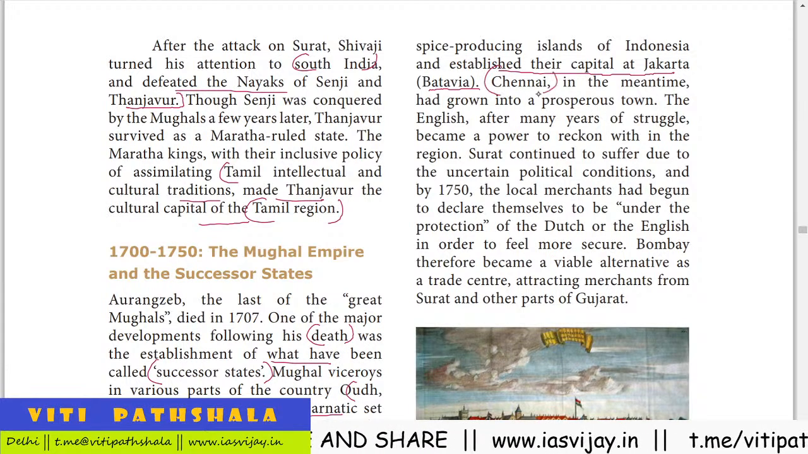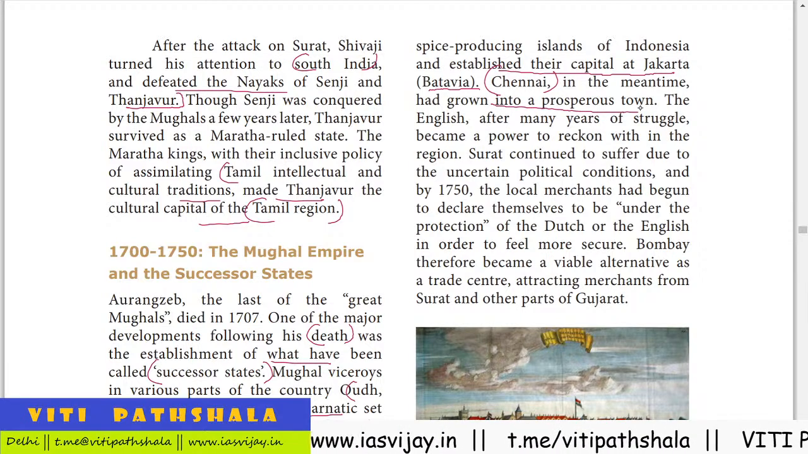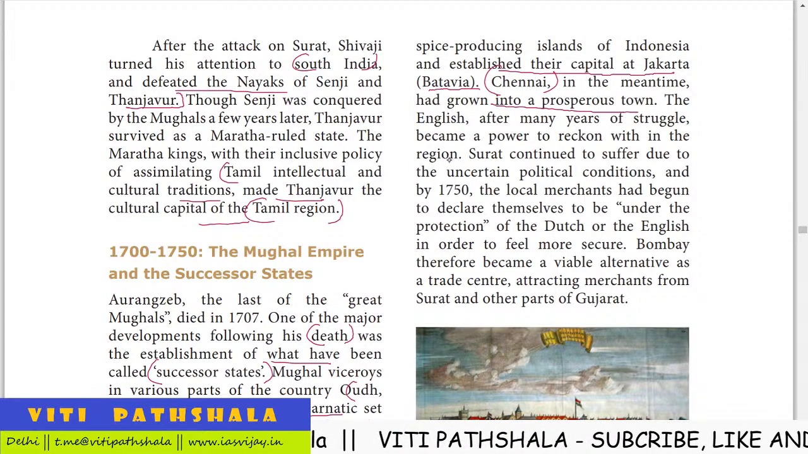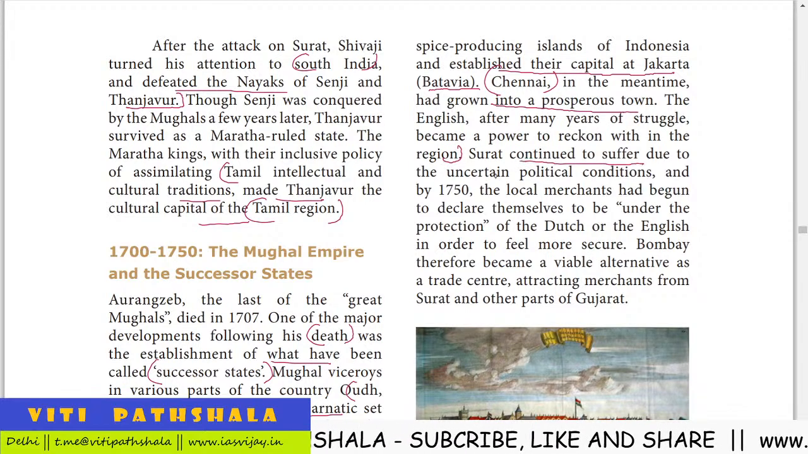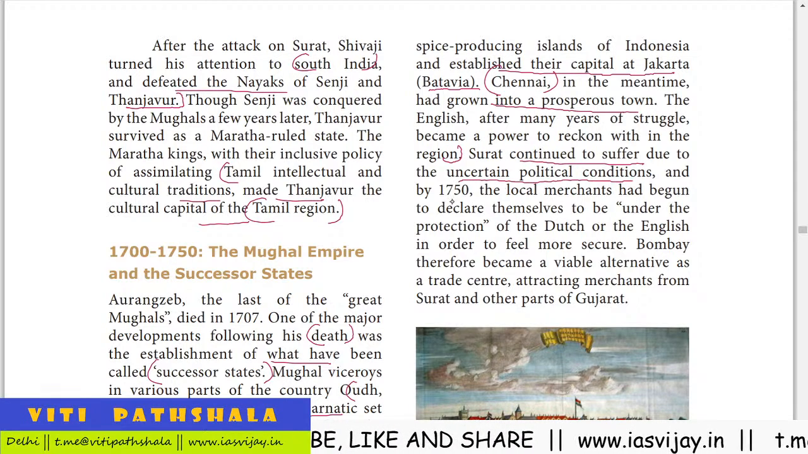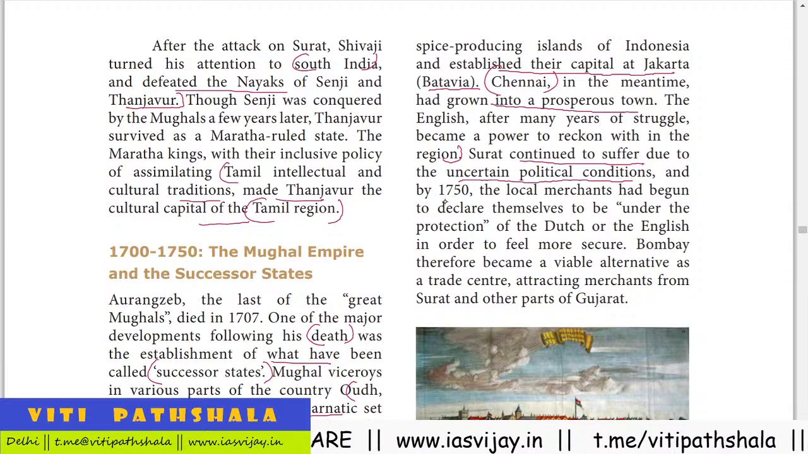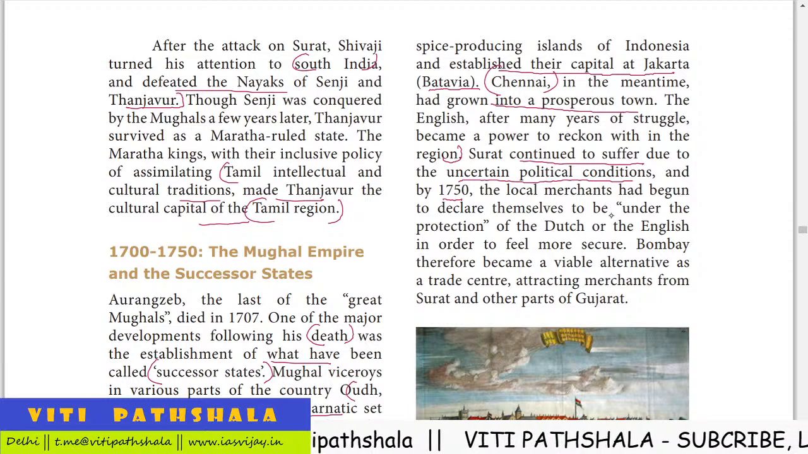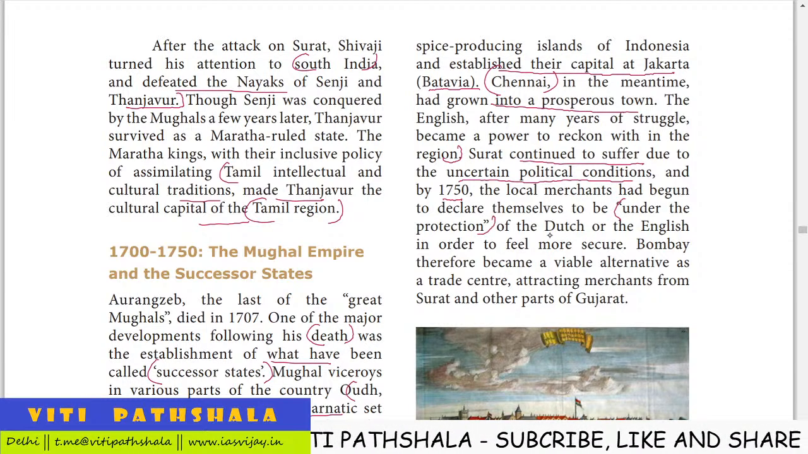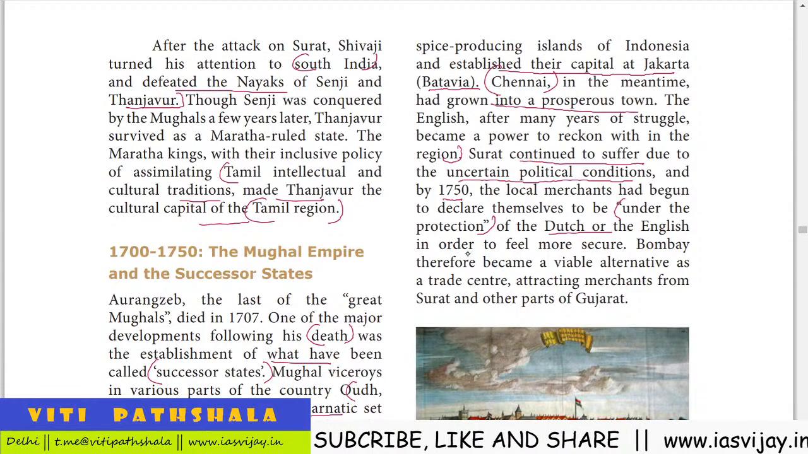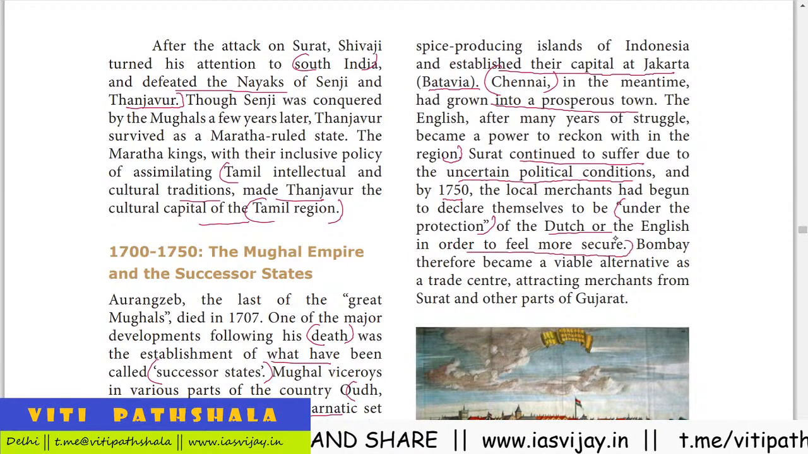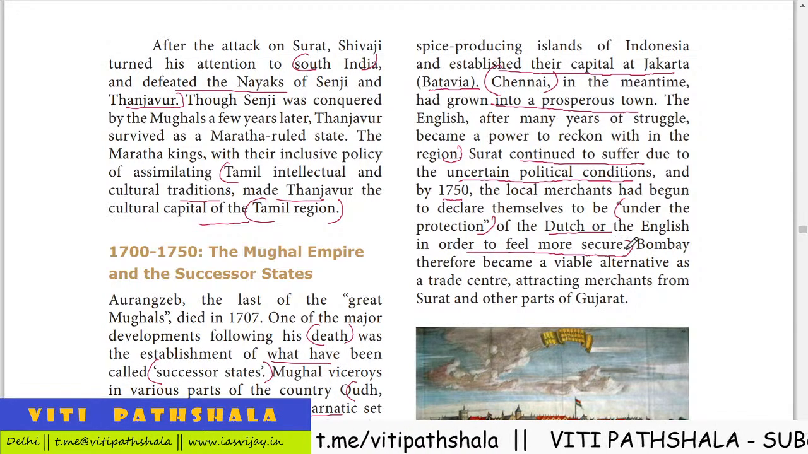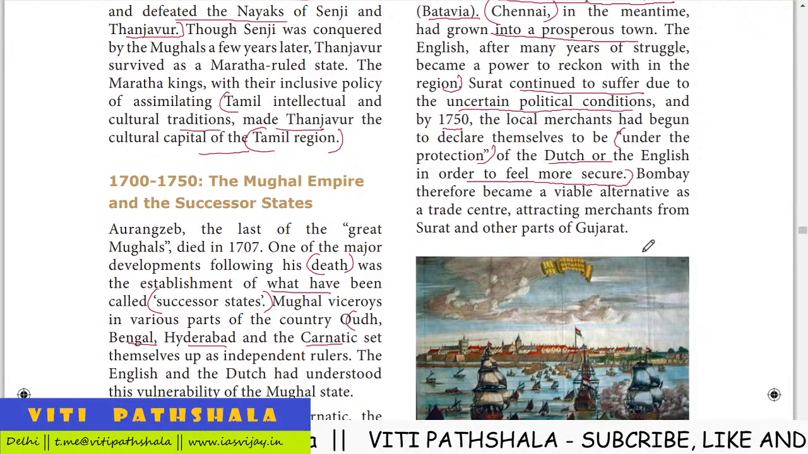Now Chennai in the meanwhile had grown into a prosperous town. The English, after many years of struggle, became a power to reckon with in the region. Surat continued to suffer due to the uncertain political condition, and by 1750, the local merchants had begun to declare themselves to be under the protection of the Dutch or the English in order to feel more secure. Bombay therefore became a viable alternative as the trade center, attracting the merchants from Surat and other parts of Gujarat.